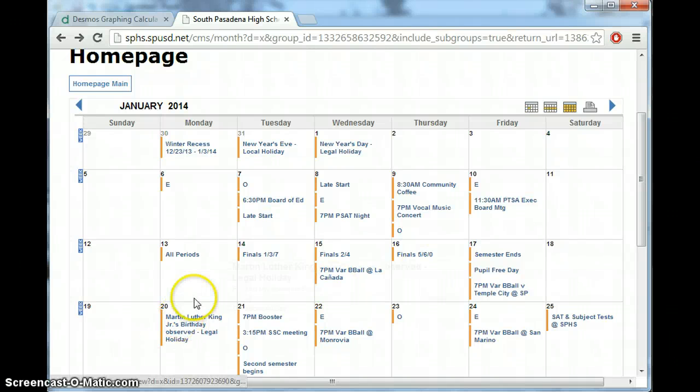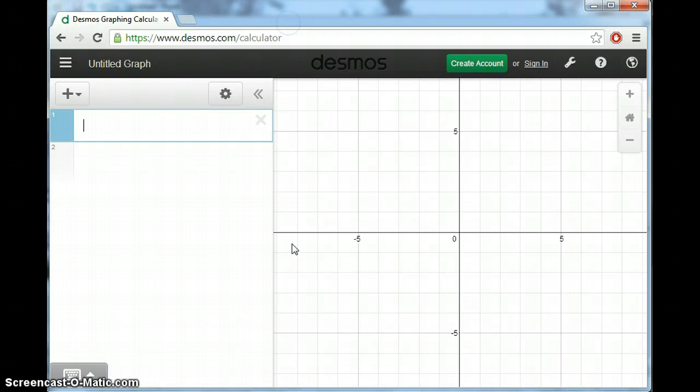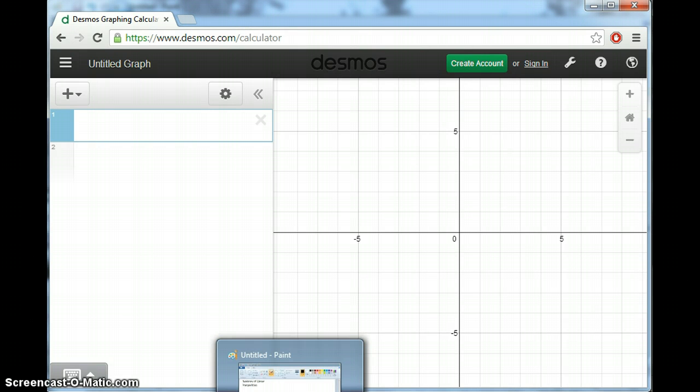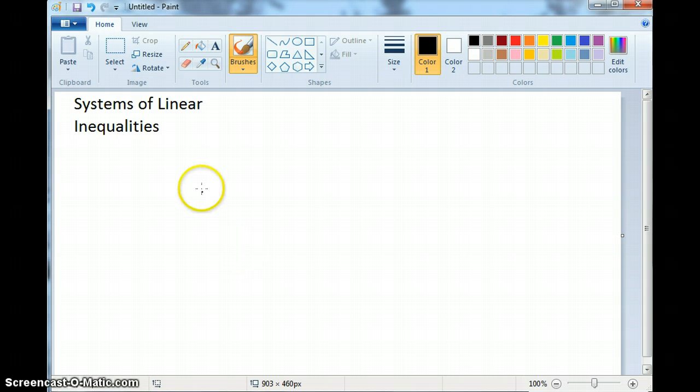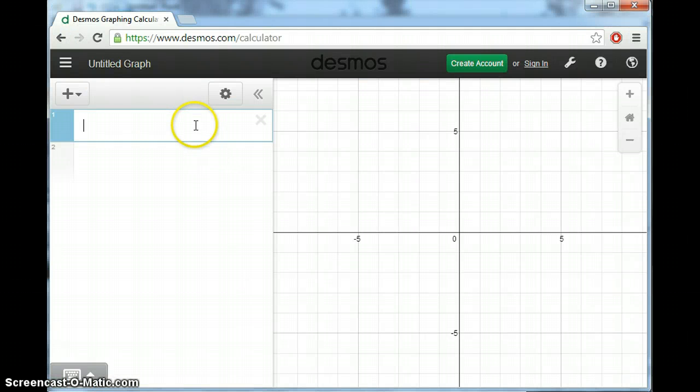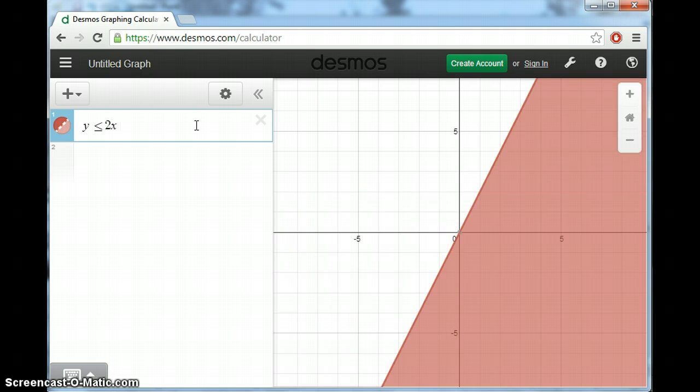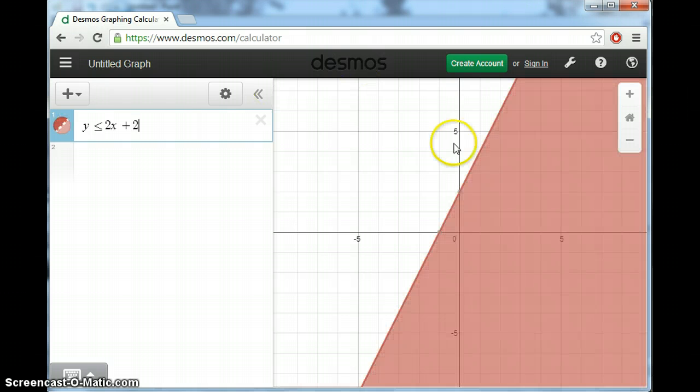Alright, so that being said, let's do today's little supplemental lesson, and it's going to be on systems of linear inequalities. So let's pull up Desmos. And I'm going to go ahead and graph a linear inequality first. So let's do something like y is less than or equal to 2x plus 2. And remember how to graph it.